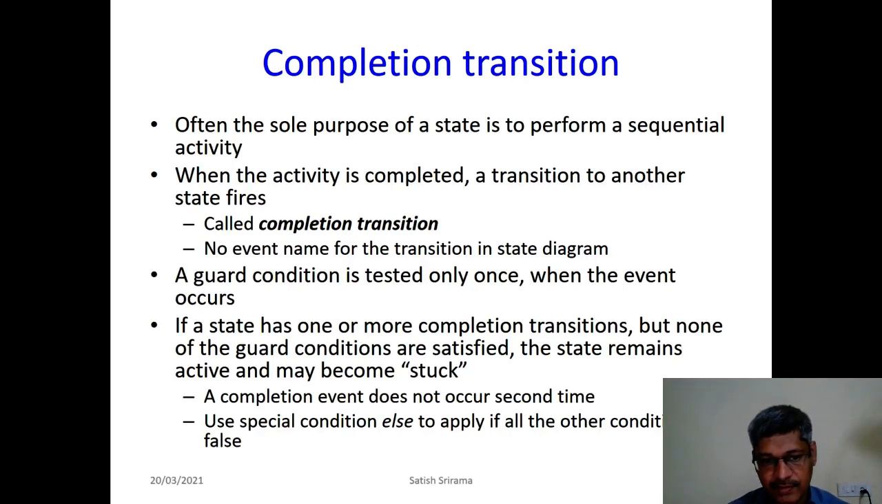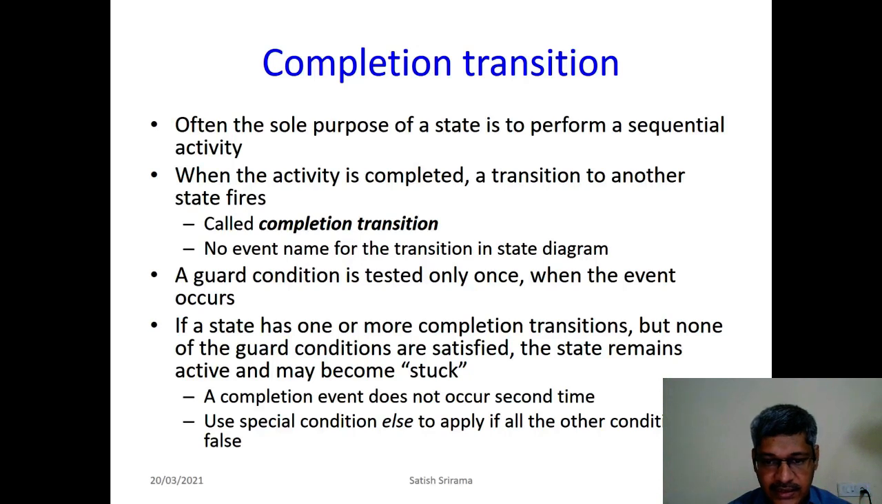This we have discussed when we were discussing guard conditions themselves. A guard condition is tested when the event occurs. They will not be checked continuously. But say, for example, if a state has more than one completion transition, and there is a guard condition which turns out to be false, then you cannot move out. If you have multiple completion transitions, but all of them have guard conditions and nothing is satisfied, the state remains active and it may be stuck there. That's a problem.